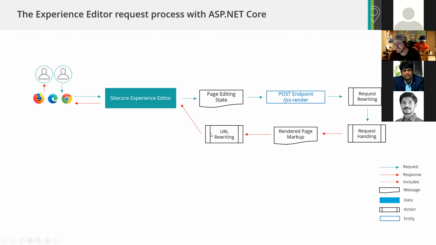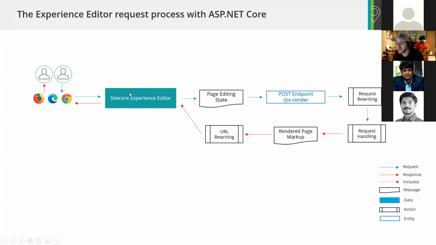There's then a little bit more work that needs to happen because the experience editor is actually the URL where all that markup will be rendered. And there may be things like JavaScript files and CSS files that will be output at relative URLs. So we do some additional work there to rewrite those URLs so that the browser will request them directly from your rendering host.